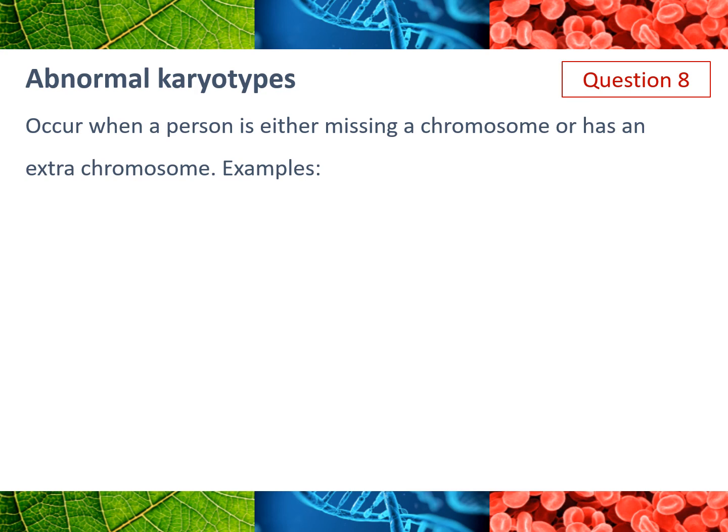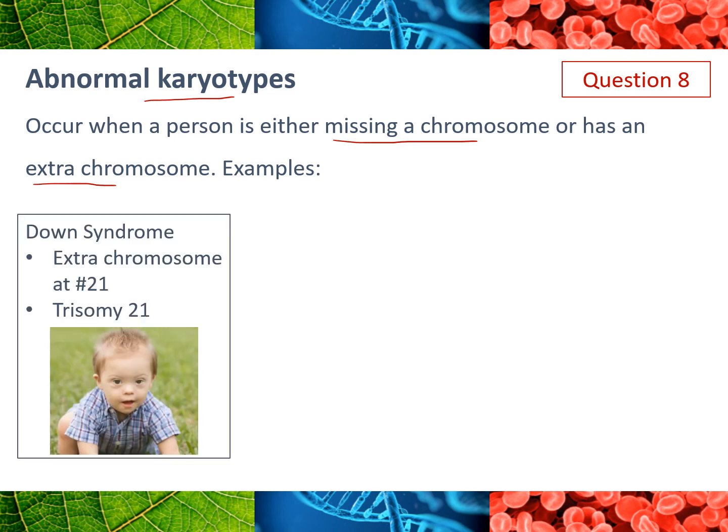The very last thing we're going to look at today is what can happen with abnormal karyotypes. This occurs when a person is either missing a chromosome or has an extra chromosome. Now, there are certain chromosome pairs where, if this happens, a zygote won't develop. It won't be viable to produce an embryo and then a baby. But there are several examples where this can absolutely result in a fully functioning, healthy person. An example is Down syndrome. Down syndrome happens when there's an extra chromosome at the 21st pair, and this is officially called trisomy 21. So 3 chromosomes at the 21st pair.